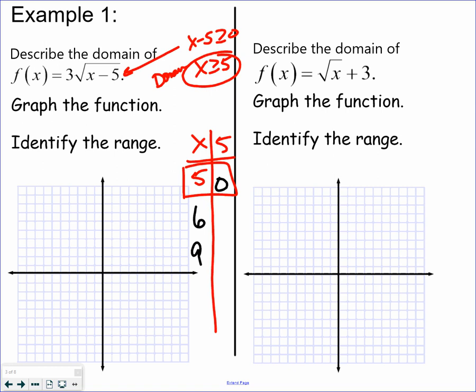6 minus 5 is 1. Square root of 1 is 1. Times 3 would be 3. 9 minus 5 is 4. Square root of 4 is 2. And 2 times 3 is 6. I know that could be a little confusing, but what I just did was find the first value, and then find x values that are greater than that: 6, 3, 9, 6. And what it makes is half a parabola. It's a sideways parabola, and it's half a sideways parabola.